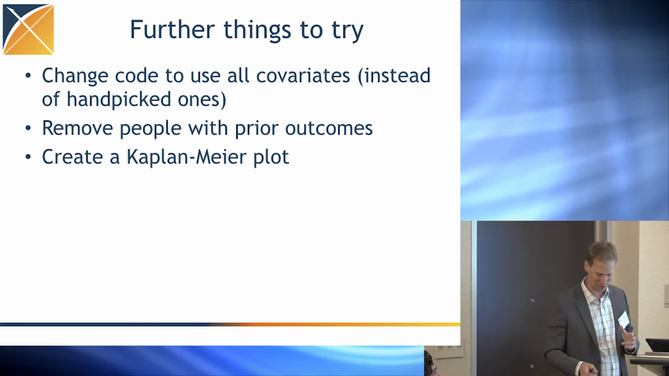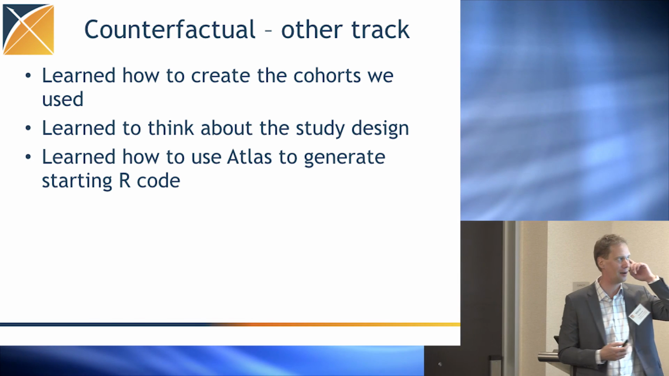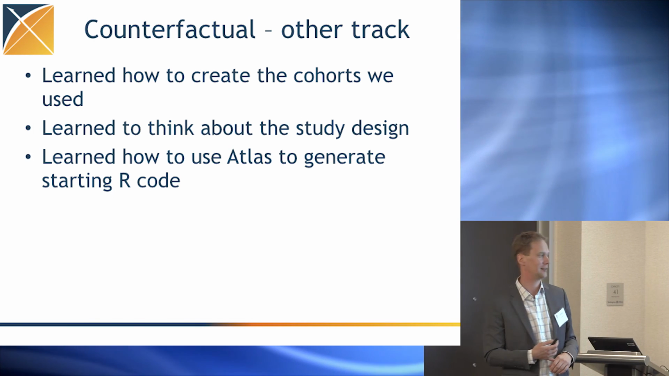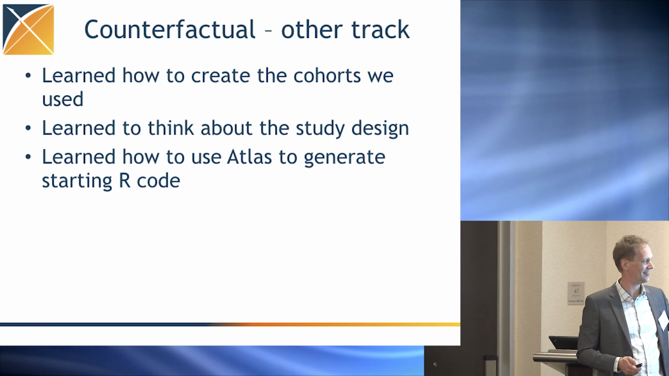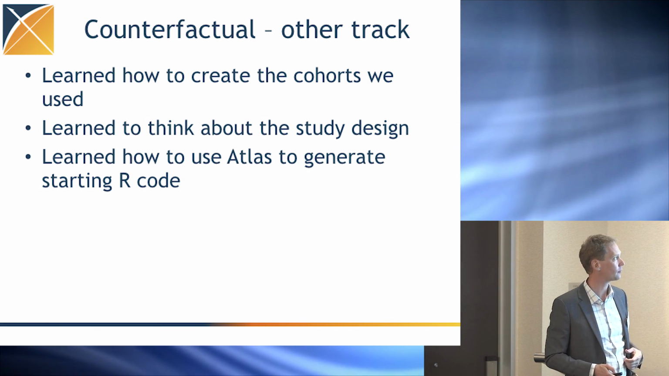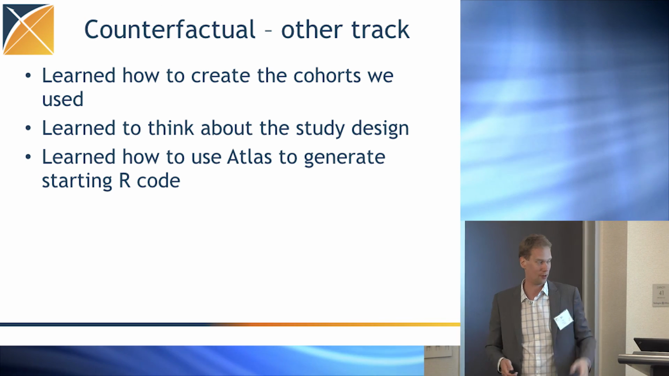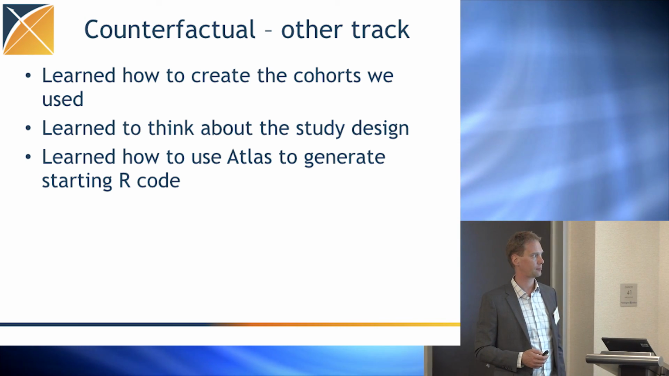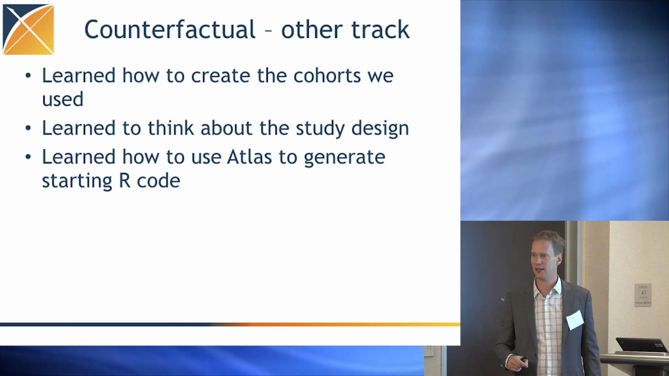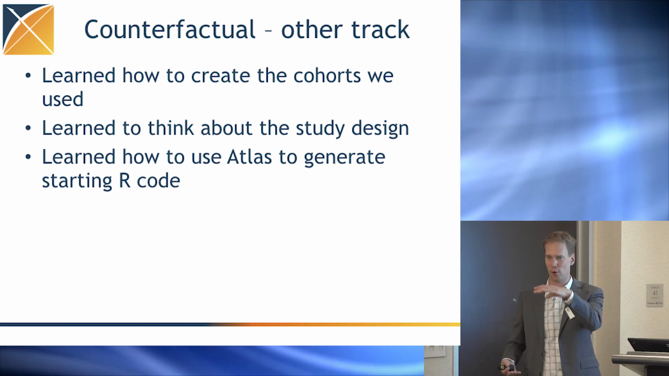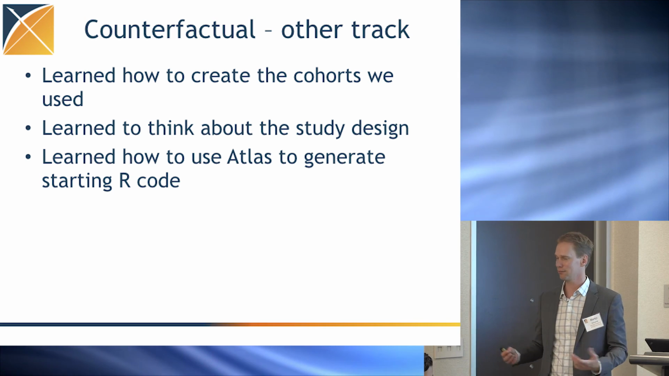So just very quickly, because we're actually out of time, what did the folks in the other track learn? Well, they learned how to use Atlas to create cohorts. So I guess you're all now feeling sorry that you didn't go there. Or vice versa. So they'll now be able to do that, hopefully. They also learned to think a little bit more about study design, and so whether or not you want to use matching or stratification. And they learned how to use Atlas to generate starting R code. I think Patrick already showed this feature where you can click through Atlas and it will generate a set of R code that basically already performs a study using the Cohort method package. Although usually you'll find that it's just your starting point.